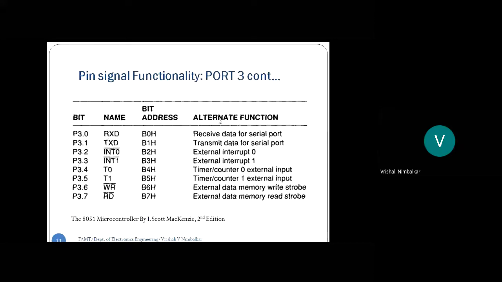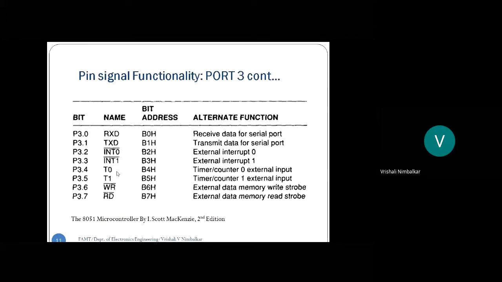Right? So just take a look here. 3.0, 3.1 related to serial communication, RXD receiving data, TXD transmitting data. And these are the bit addresses B0, B1. 3.2, 3.3 related to active low interrupts, external interrupt 0, external interrupt 1. And these are the addresses B2, B3. 3.4, 3.5, they are related to timer T0, T1. These are the addresses B4 and B5.